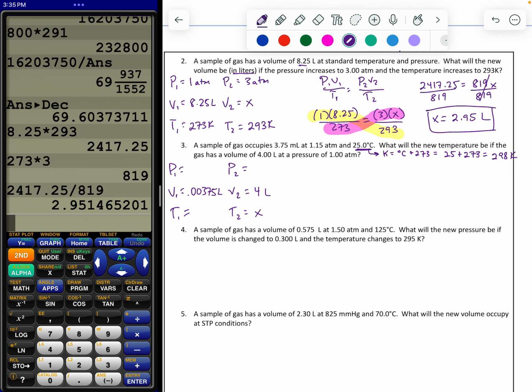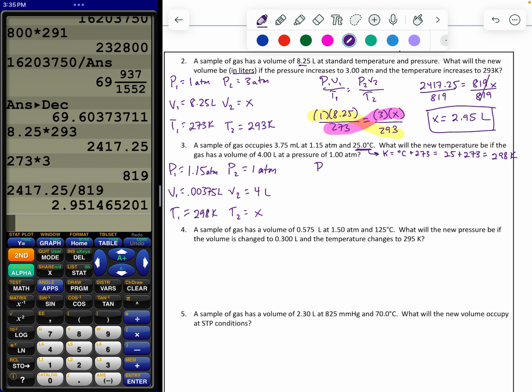All right. And then we go to our pressure. Our pressure is 1.15 atmosphere. We know that our initial temperature is 298 Kelvin, not 25 degrees Celsius. Again, converted that. And then our final pressure is 1 atmosphere. So it's going to standard pressure.